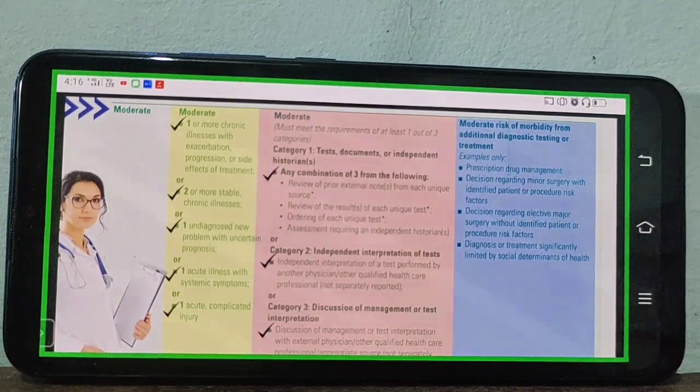And one acute complicated injury, for example, laceration. So fracture means it will lead us to the high MDM based on the criteria. And laceration means that will lead us to the moderate MDM. One complicated injury means that will get 1 point. Is there any doubt in this table A? Any doubt?